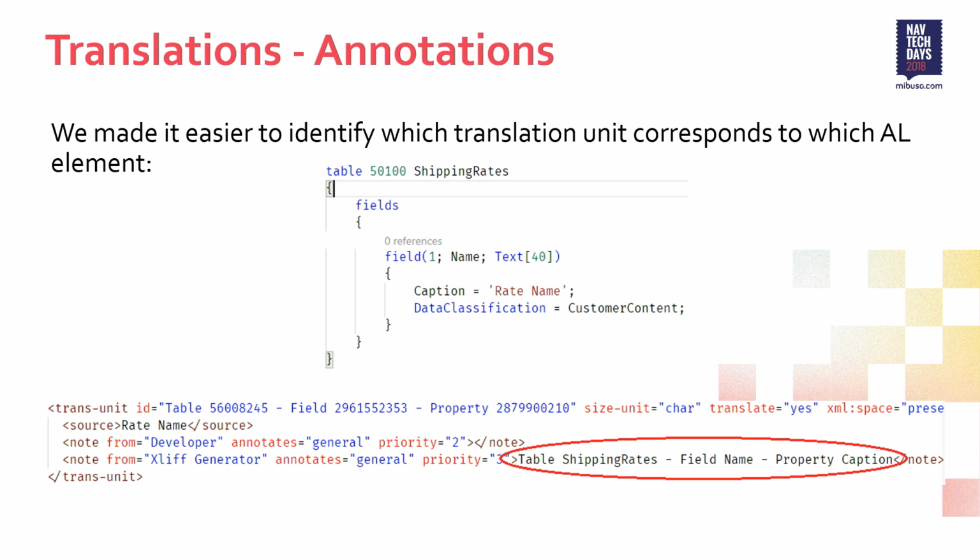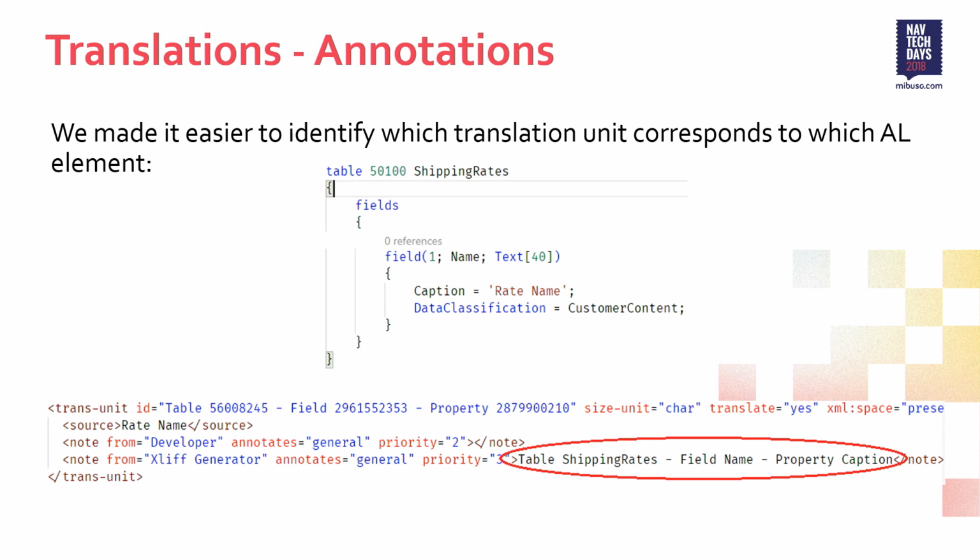And if you are actually using XLIFF-based translations, we have made that a bit easier, because in the generated XLIFF format, we have this trans-unit ID. It's hard to read, because it's actually hashed of table names and field names and property names. The reason is that there is a boundary to the length of that ID that we had to obey. So we could not just concatenate all the names, unfortunately.